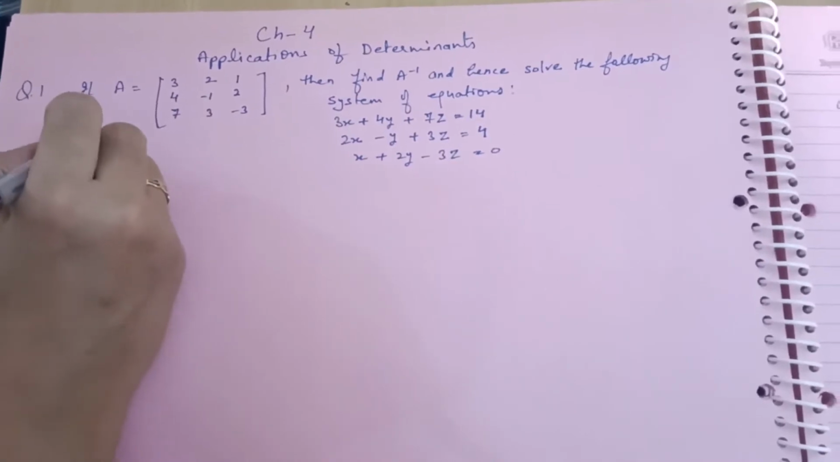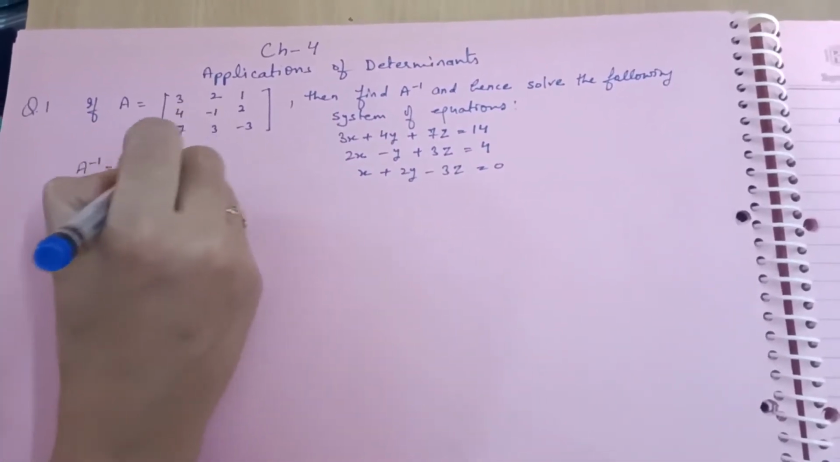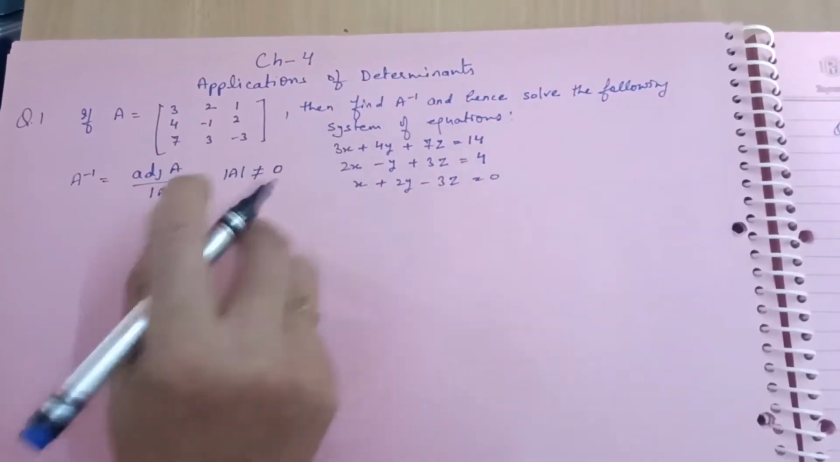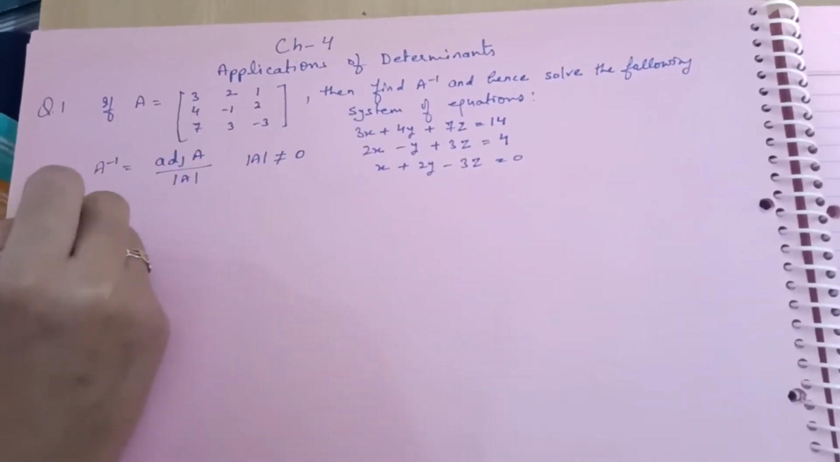For A inverse, I told you the formula: A inverse is equal to adjoint A by determinant A, provided determinant A is not equal to 0. So first I need to find determinant A. You all know how to find determinant A.